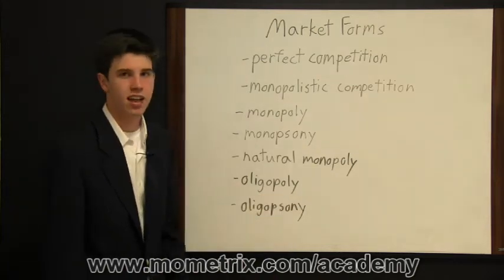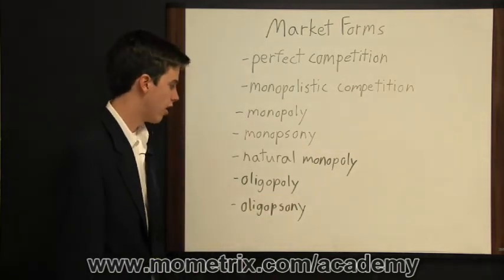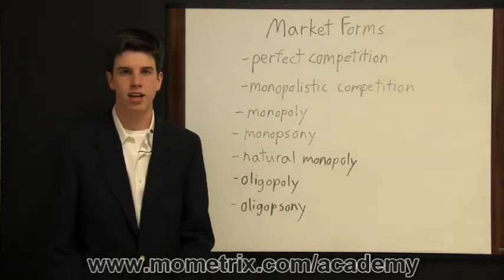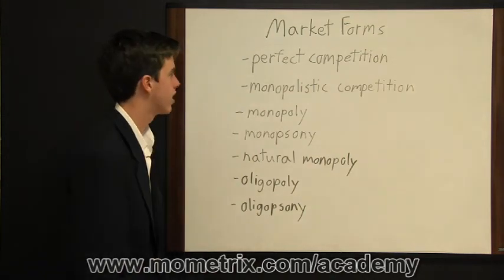In an oligopsony, there's several buyers of a product. So all those buyers still have a lot of control over what kind of product the producers make. So that's a brief look at the 7 main types of market forms.